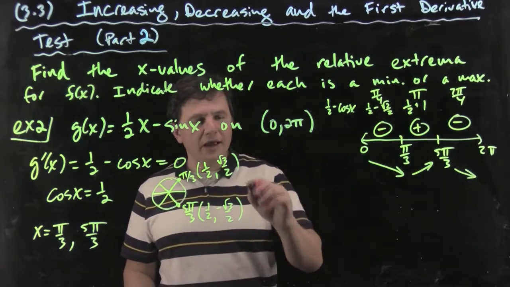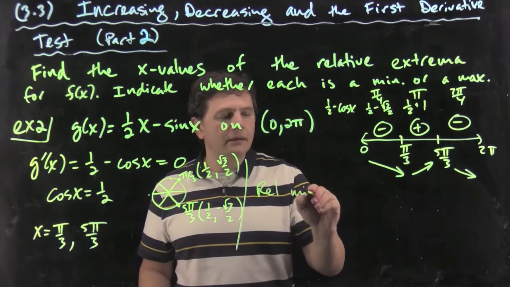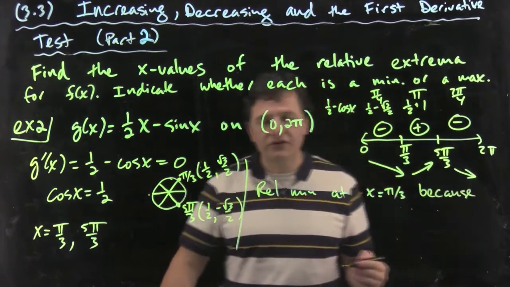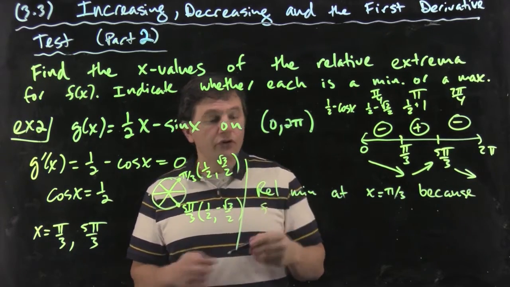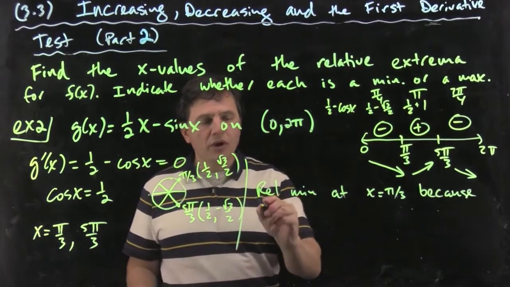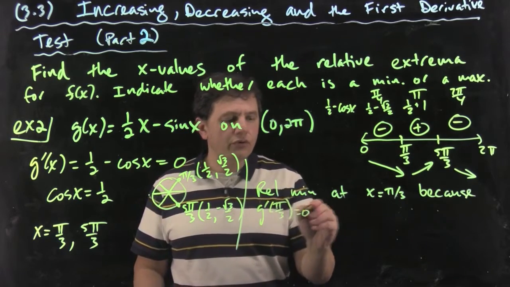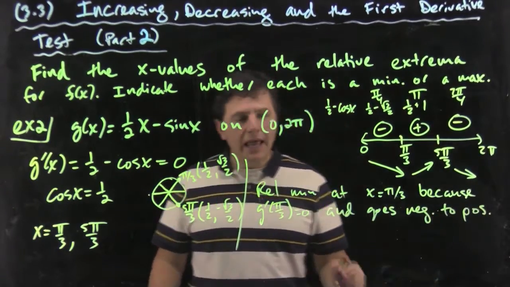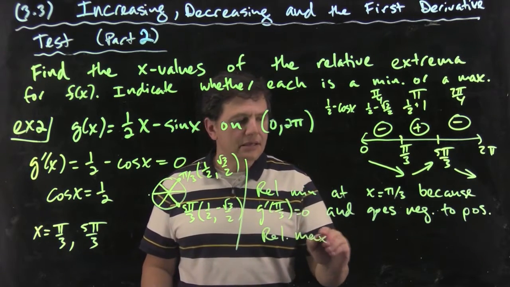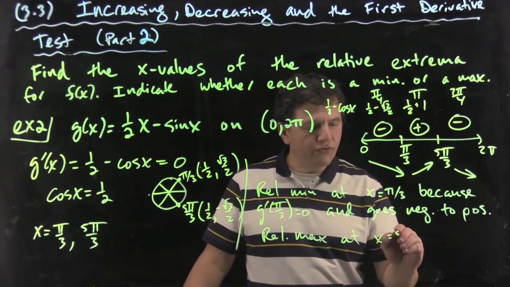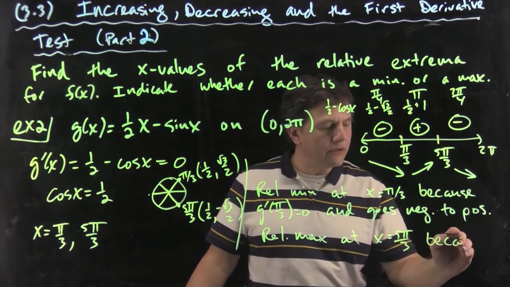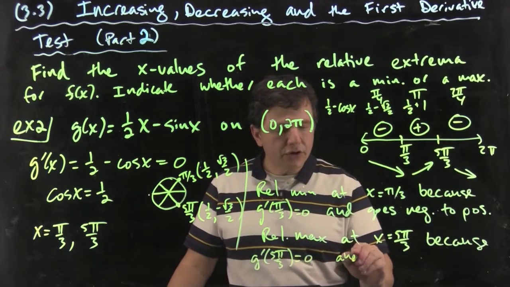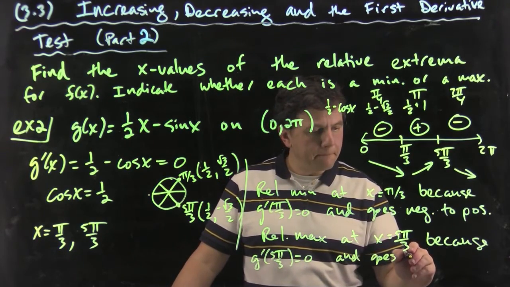So let's go ahead and write this up here. So we have a relative min at x equals pi over 3, and that is because, and really focus on these justifications, they're very important, because f prime, excuse me, see, I did that. This is g prime. G prime of pi over 3 is equal to 0 and goes negative to positive, okay? And we have a relative max at x equals 5 pi over 3, and that is because g prime of 5 pi over 3 is equal to 0 and goes positive to negative.